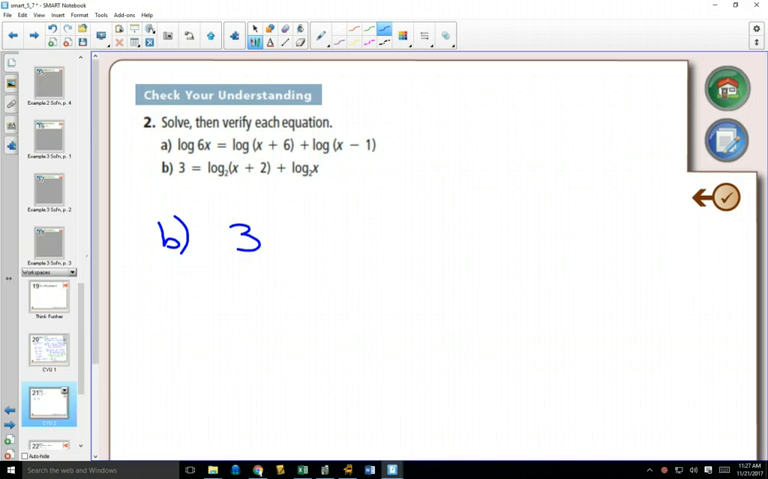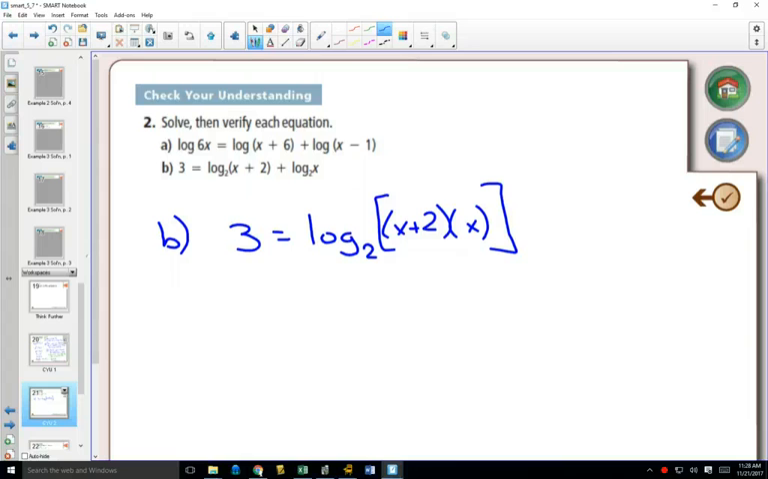So I have two logs. Could I put those together to become a single logarithm? Yes. It's a log plus a log. Again, don't distribute that log base 2. It's not a number. And so now I've got it as a single logarithm.